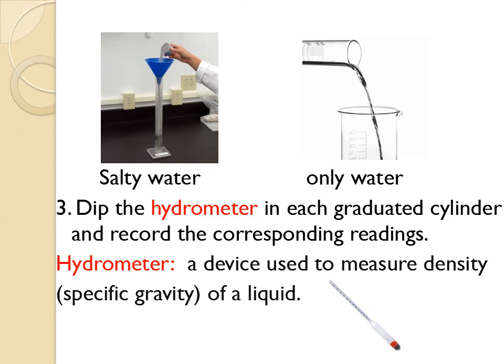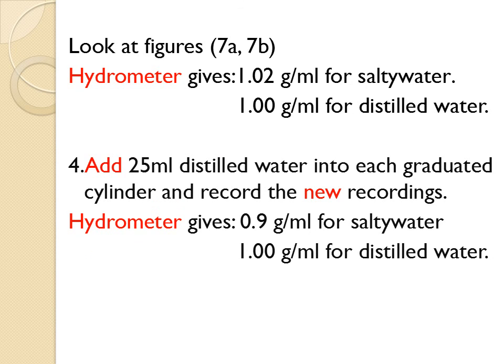First they put this hydrometer in the salty water. Second, they put it in the water alone. What we see after putting the hydrometer in each graduated cylinder: if we look at figures 7a and 7b, we see that the hydrometer gives 1.02 gram per milliliter for salty water, and it gives 1.0 gram per milliliter for distilled water. So the hydrometer gives different numbers, different densities, for the different solutions.